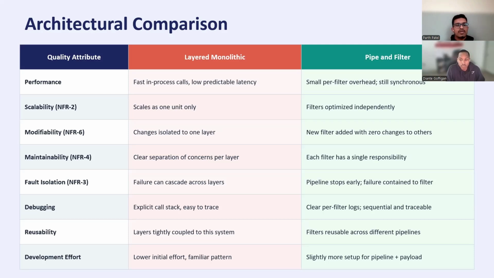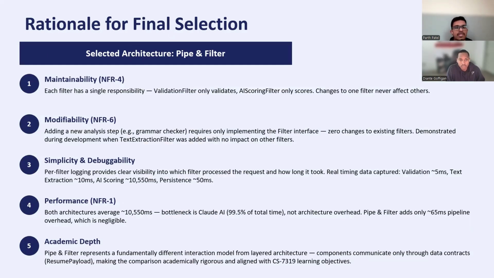So here, pipe and filter is our final architecture. Here are the few reasons for our selection. First would be maintainability. Each filter has exactly one responsibility: the validation filter only validates, the AI scoring filter only scores, and changes to one filter never affect others. So it's easy to make any changes in the pipe and filter architecture.